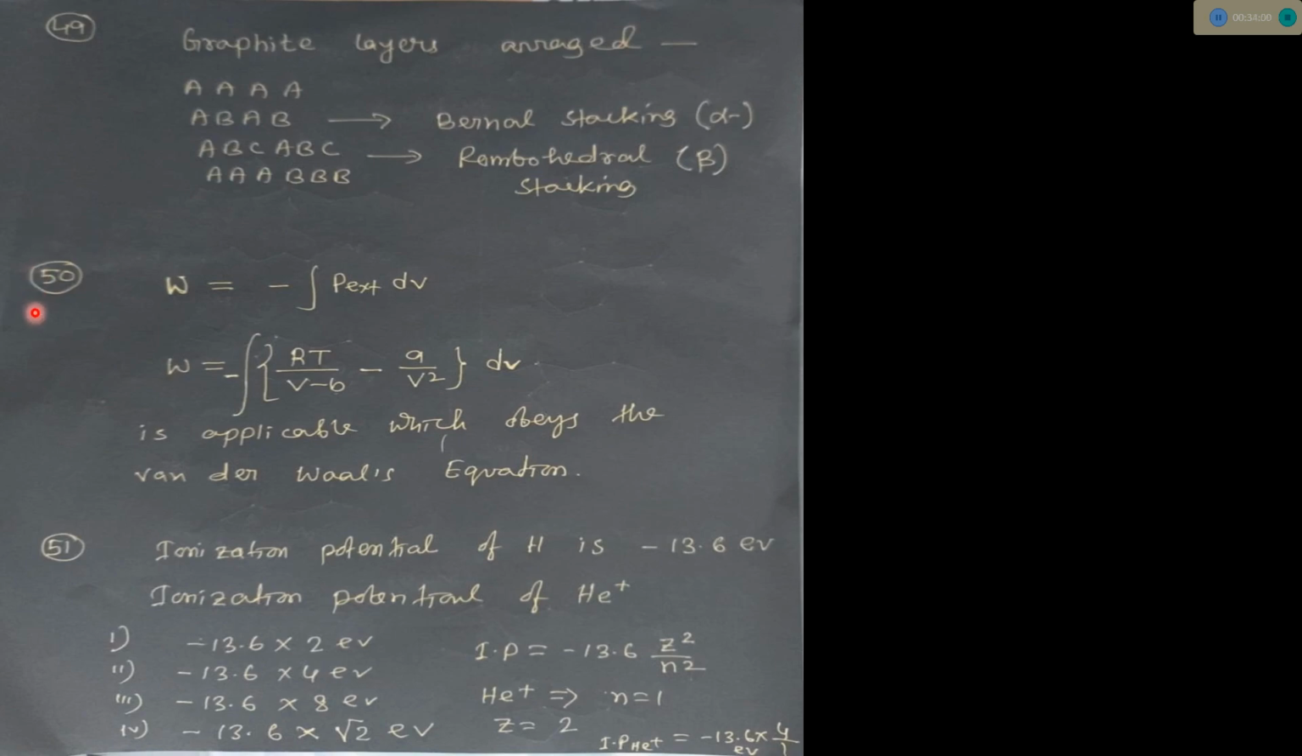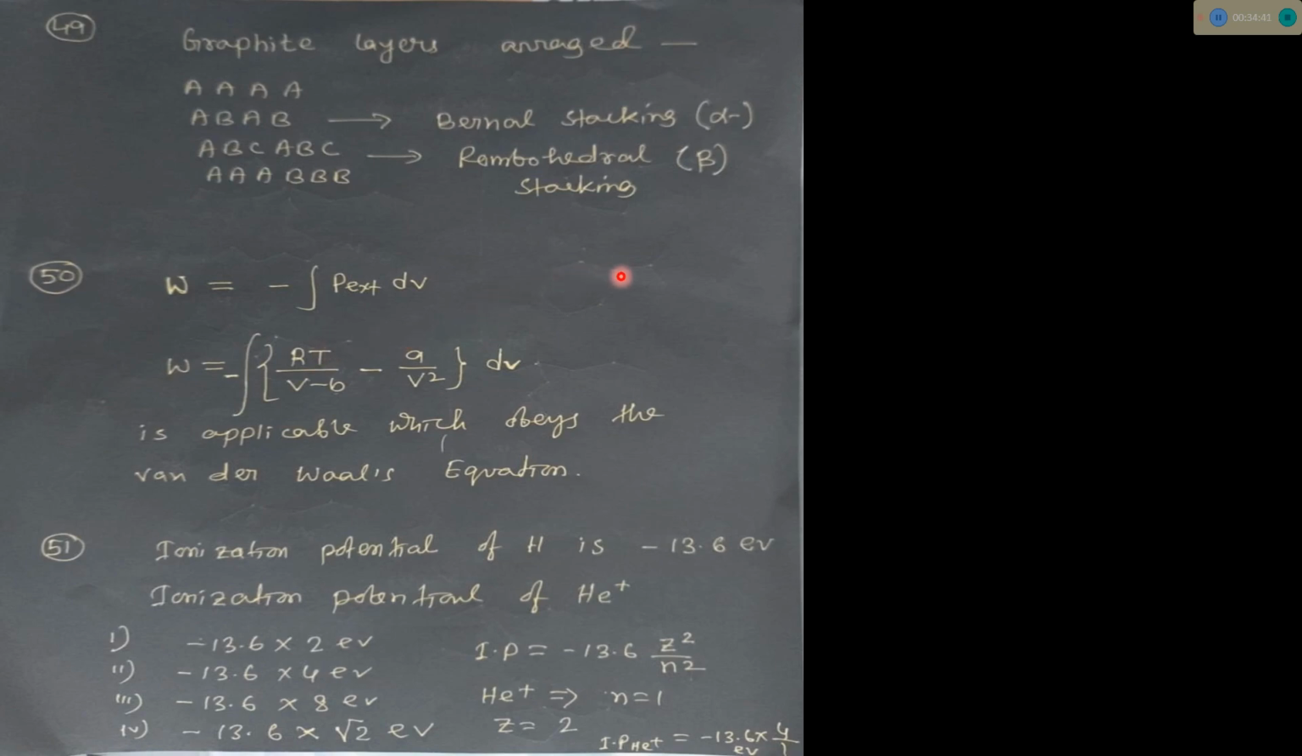The next question, this type of question was given for any gaseous species: work equals minus p external dV. Now, this is applicable for van der Waals equations. I think there were four expressions of work. So we have to find which relation holds for van der Waals gases.